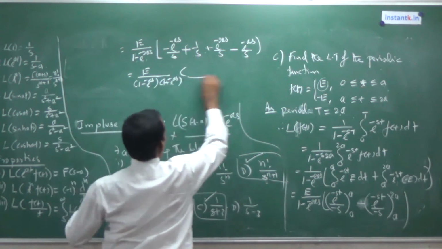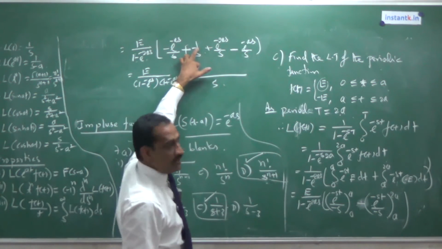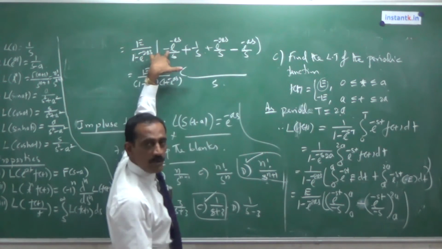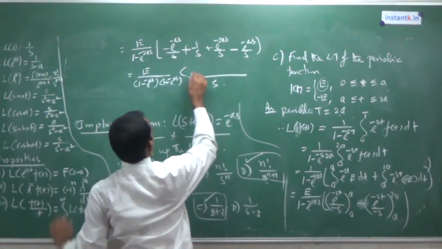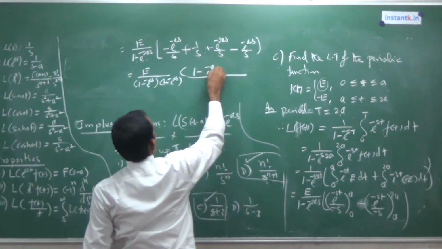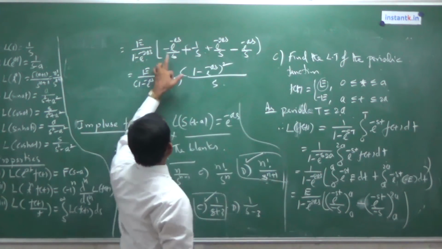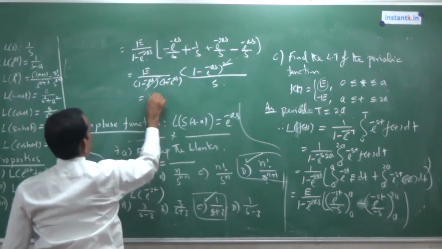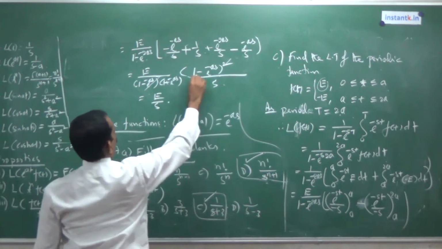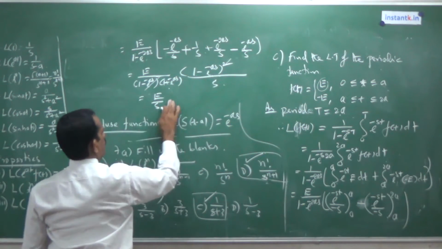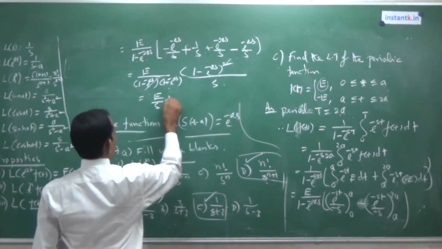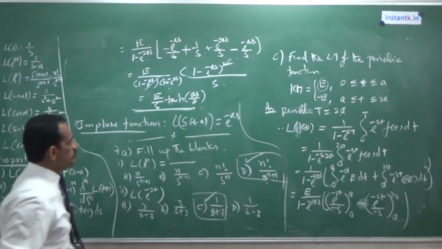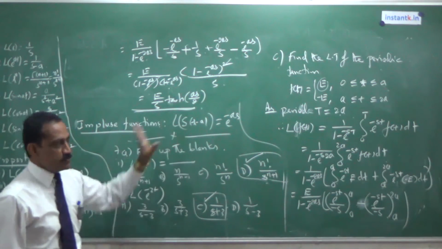And here s is common throughout. What you get? 1 plus e power minus 2s minus e power minus s minus e power minus s, you get. So it is nothing but 1 minus e power minus s whole square, because this is minus 2 times. 1 gets cancelled. So what you get? 1 minus e power minus s divided by 1 plus e power minus s. It is nothing but tanh of s by 2. This is the answer for this. So this is the Laplace transform for this periodic function.